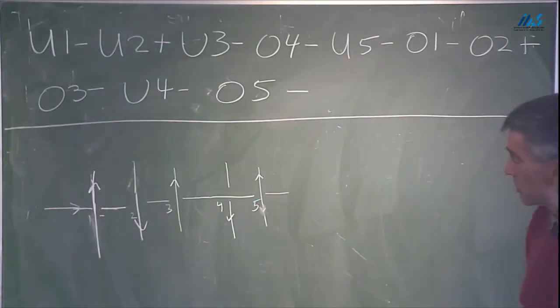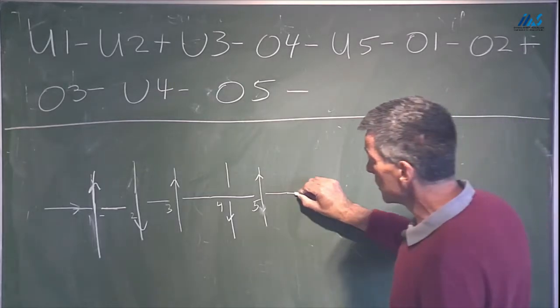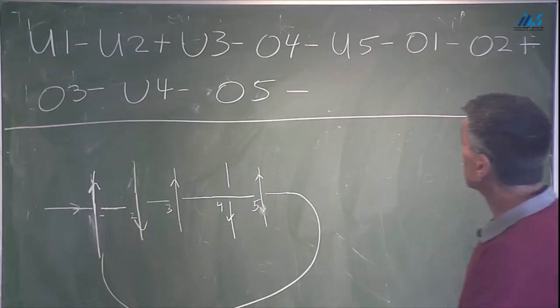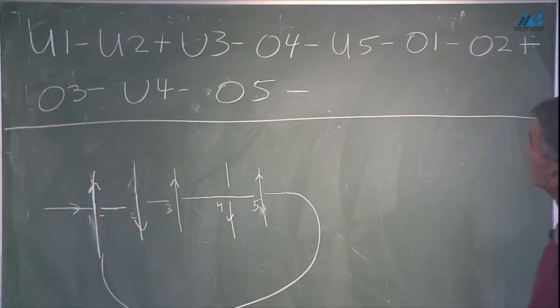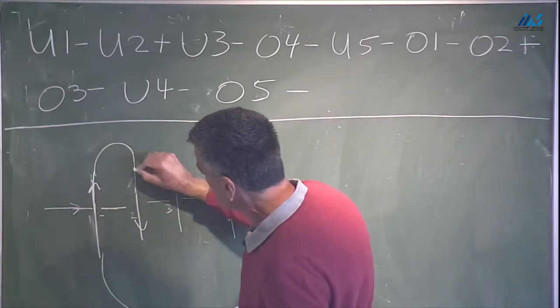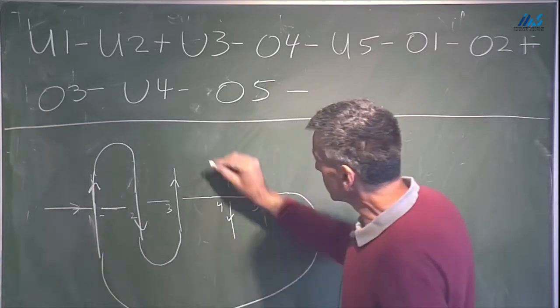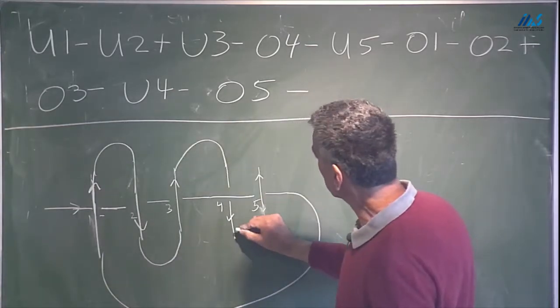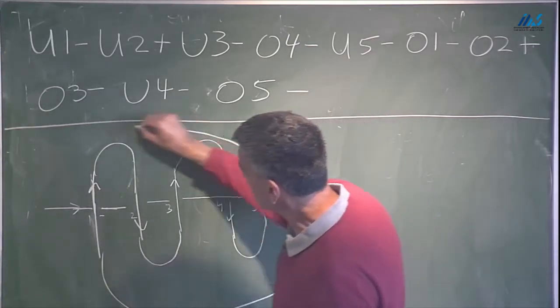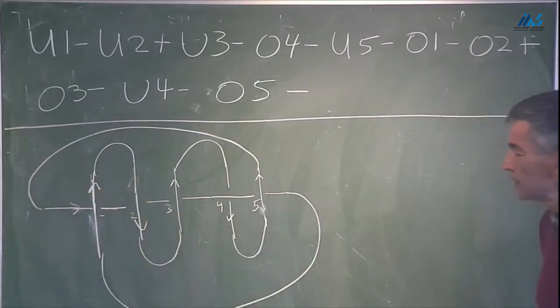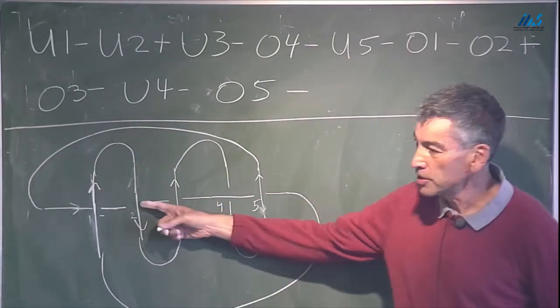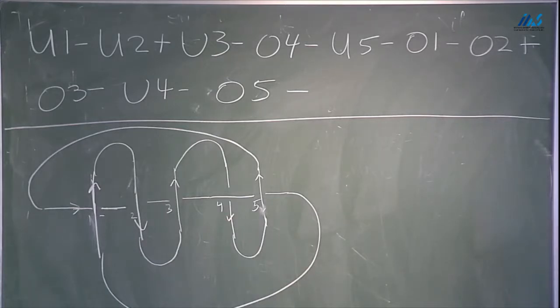Okay, now we just start to connect up. So the first thing we do is go over 1, so we go like this. And then over 2. And then over 3, and then under 4, and then over 5, and then we close up. Okay, so you see there's a couple of canceling crossings there, but this is a trefoil knot.